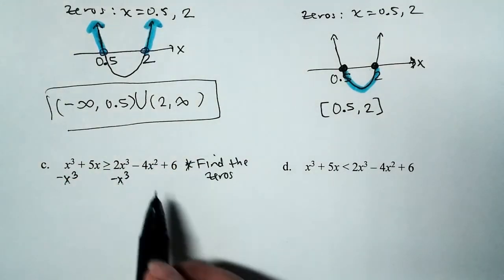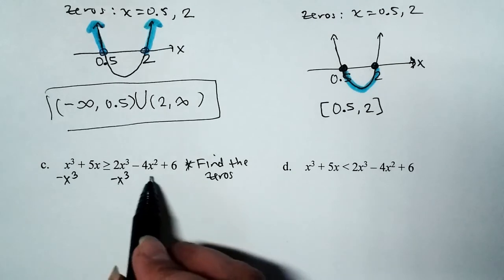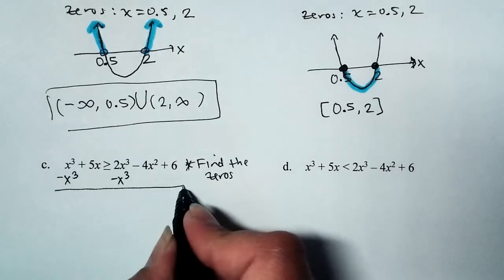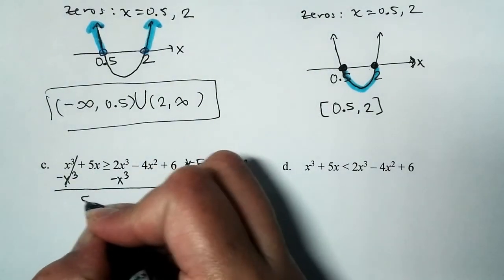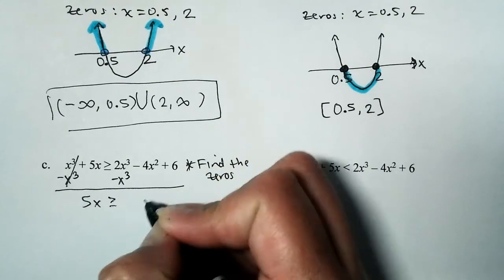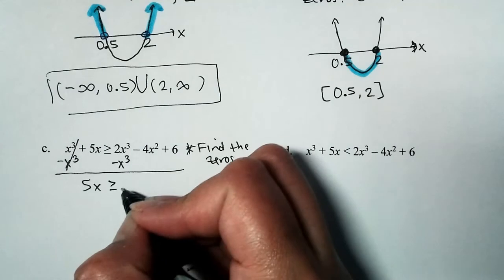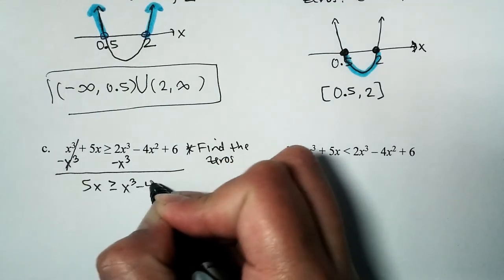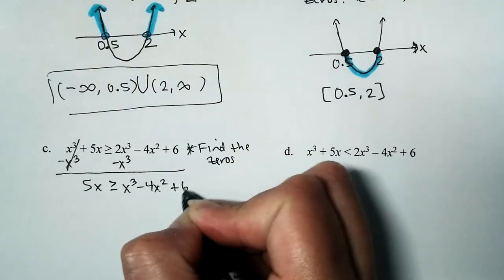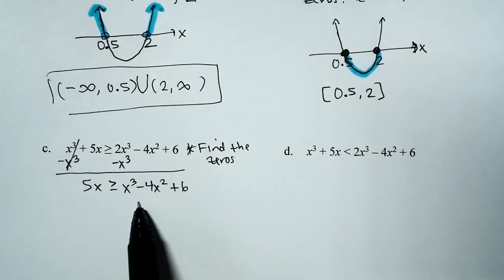And while we're at it, I don't have a space for the x term, so we'll do it one at a time. Okay, so that will leave us with 5x is greater than or equal to, bear with me, sorry, that will give us x cubed minus 4x squared plus 6. It's still not quite equal to 0, so we gotta keep going.